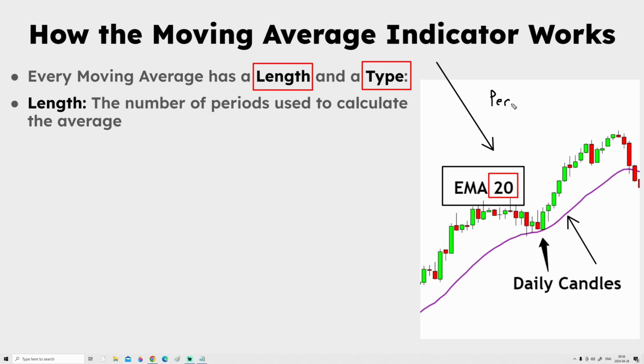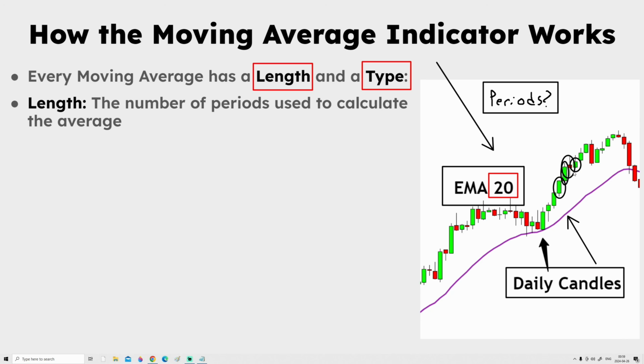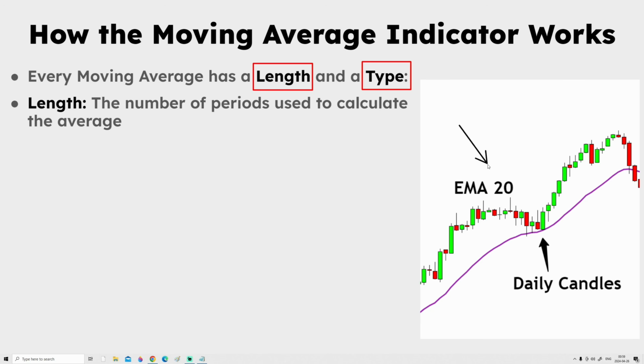But what do I mean here by periods? Well, the period will depend on what type of chart you're using. For example, on this chart, we are using daily candles, which means that every single candlestick on this chart represents 1 day. So in this particular case, the moving average is based on 20 days. But if this instead was, for example, a 1 hour chart, then the moving average would be based on 20 hours. And if this was a 5-minute chart, the moving average would be based on 20 5-minute candles, and so on and so on.